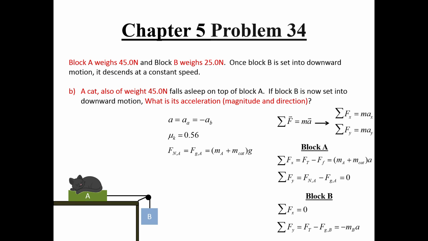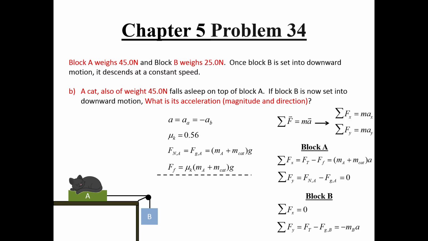We also know from the y equation for block A that the normal force is equal to the mass of block A plus the mass of the cat, all times gravity. And the equation for the force of friction is the coefficient of friction multiplied by the normal force. So we have two equations left, the equation for the x direction for block A and the equation for the y direction for block B. And we also have two unknowns, the force of tension and the acceleration.